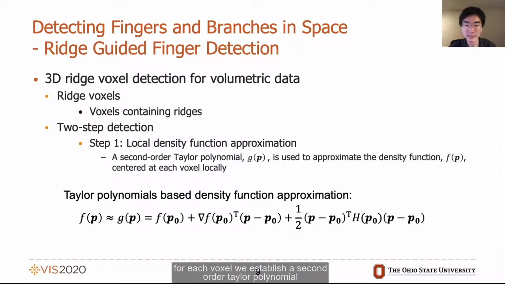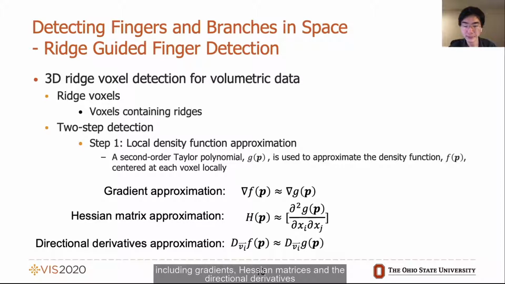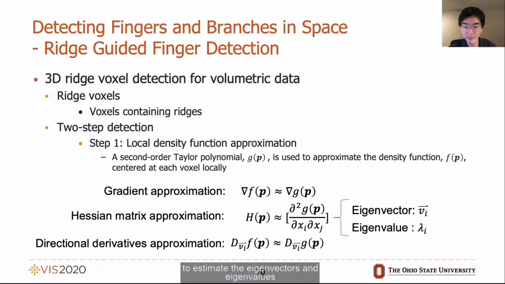For each fossil, we establish a second-order Taylor polynomial based on neighboring fossils' values to approximate the density function near the fossil. The second-order Taylor polynomials can also provide local approximation of the density function's derivatives, including gradients, Hessian matrices, and the directional derivatives. We decompose the approximated Hessian matrix to estimate the eigenvectors and eigenvalues.